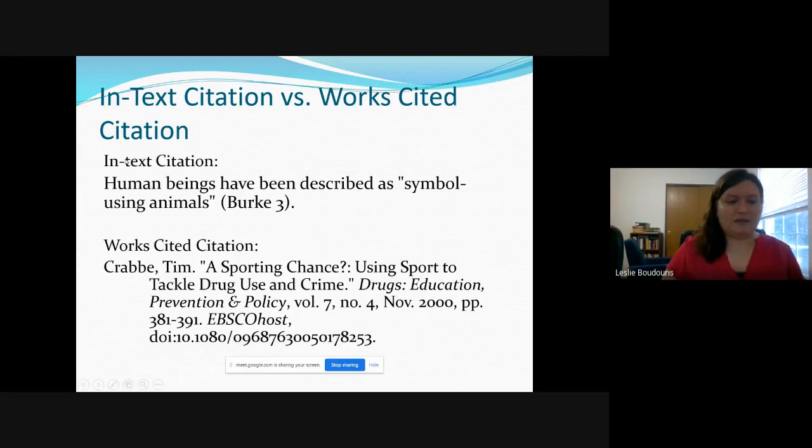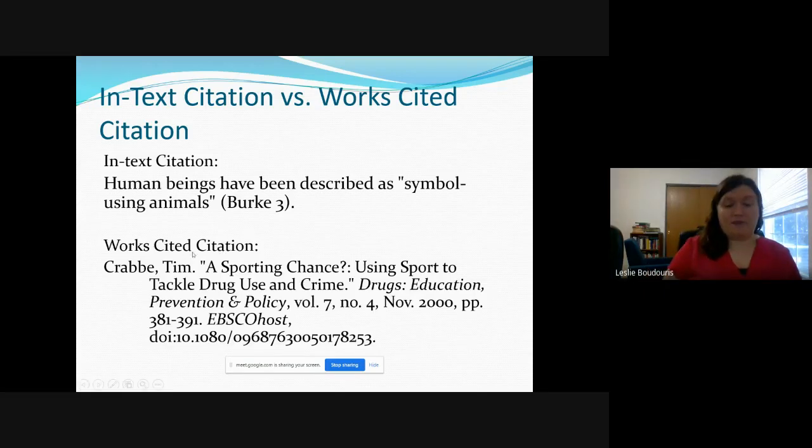At some point in time, in-text citation: human beings have been described as symbol-using animals. And then I have Burke and 3. If you have a quotation, you're going to have that quotation mark at the end, then the parentheses, and the period on the opposite side of that quotation mark.